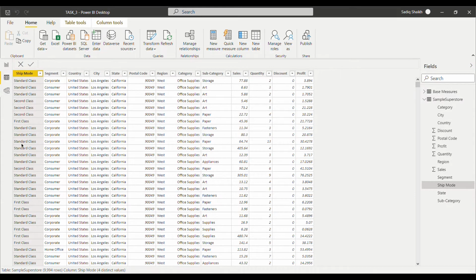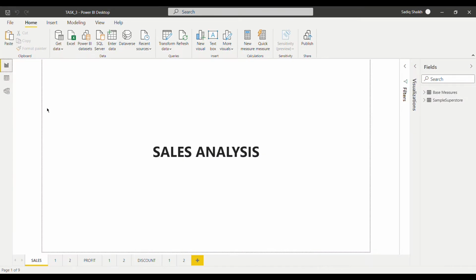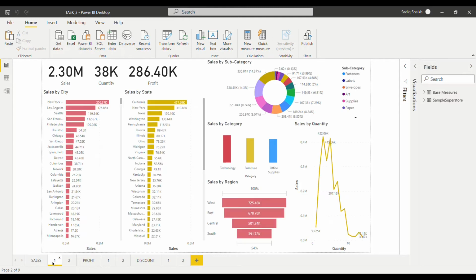Now we will be moving to the sales part. Okay, this is the analysis over here. This is the sales analysis firstly. In this first page we can see the sales part, 2.3 million of sales. This is the summation of all the sales, so this is the entire sales value. This is the entire quantity value, and this is the entire profit value. The profit is 286.40 thousand.